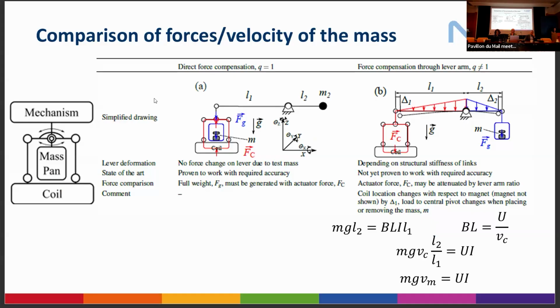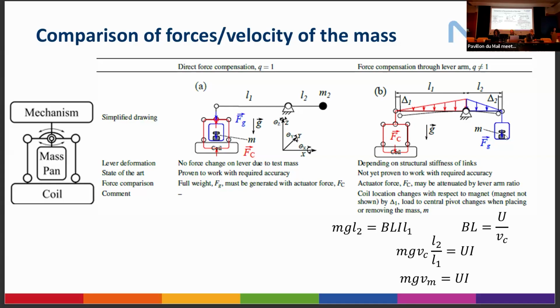Now, in most Kibble balances, we always compare the forces on the same side. The reason is you want to make sure that your lever arm doesn't change. So you can see the gravitational force is always compared in the same location as the electromagnetic force, to align the forces really well. If you don't have that, of course, you have to take care of the lever arm changes. For tabletop, maybe it's fine, and we've seen some presentations. If you want to do 10⁻⁵, that's probably okay.